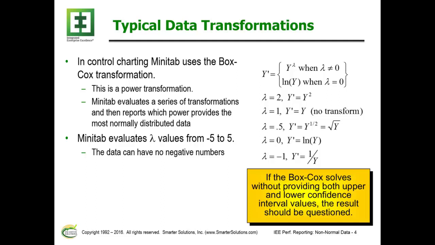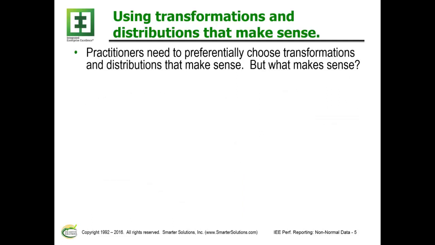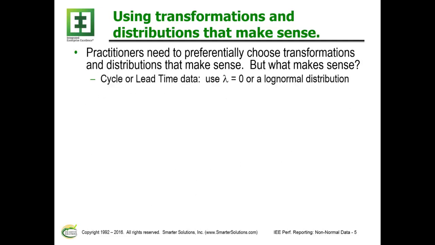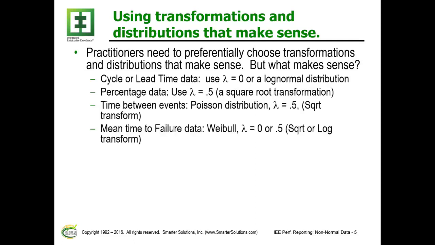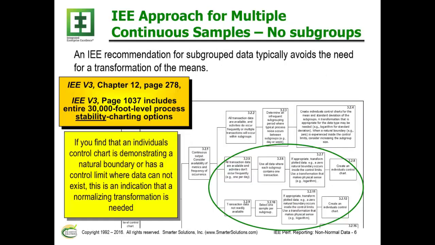For the Box-Cox transformation to work, you can have no negative numbers. Now sometimes if you have that, then you can do some shifting and so on to get around it. But again, I want to emphasize that transformations need to make physical sense. This is some other guideline for things that could make physical sense. I can't emphasize it enough, but the transformation needs to make physical sense.